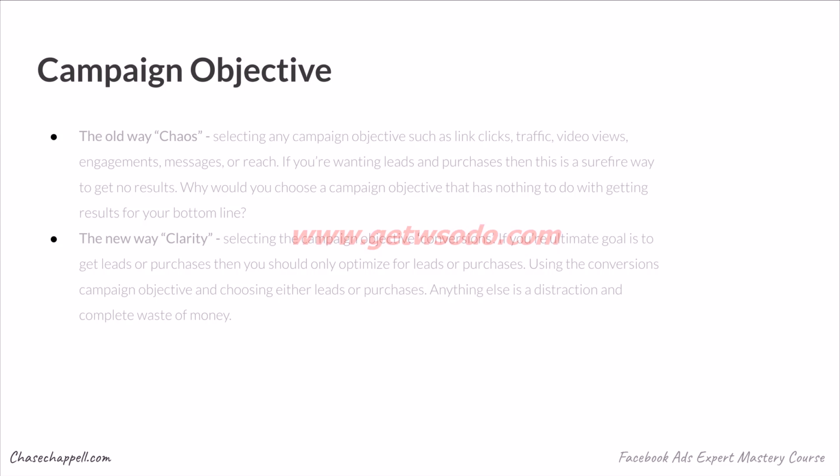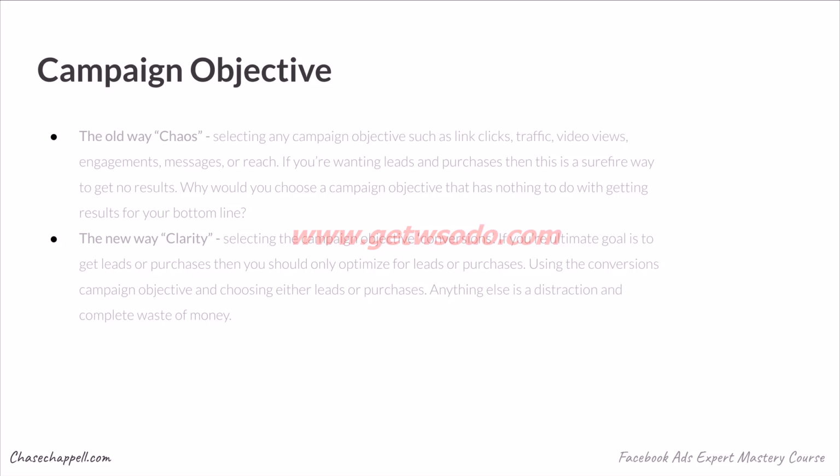It's selecting the campaign objective conversions, because if your ultimate goal is to get leads or purchases, then you should only optimize for leads or purchase conversions. You do that by using a conversions objective and then choosing either leads or purchases as your conversion target objective. That way the Facebook algorithm can optimize for those results only. Anything else is a complete distraction and a waste of money.